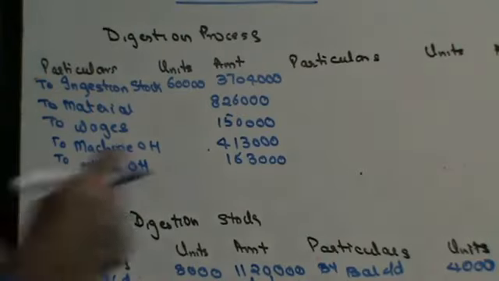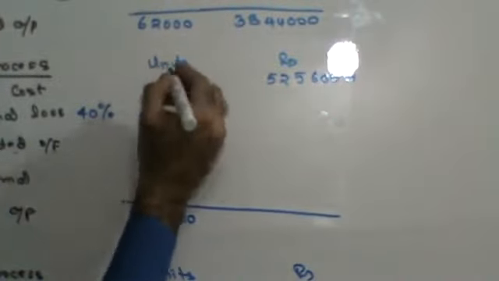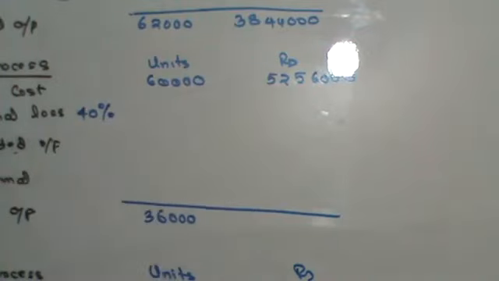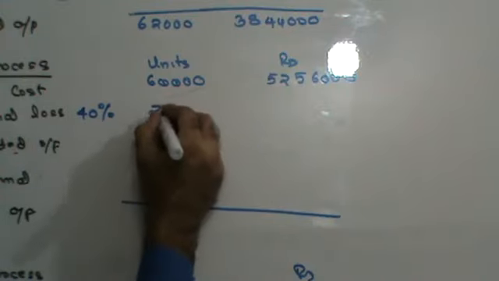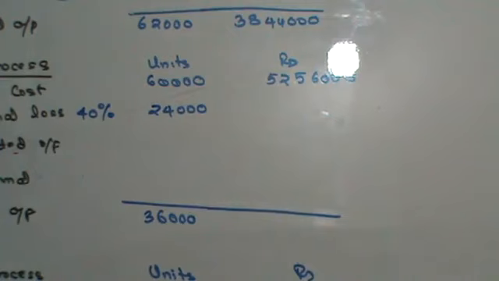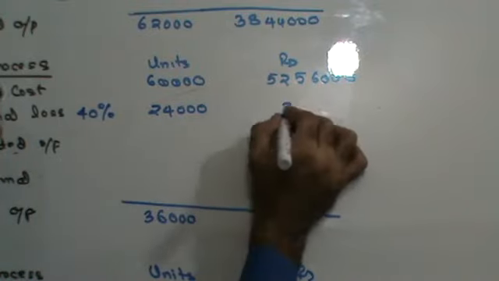I will get this as 52 lakhs 56,000. Units are 60,000. Right? Now, the normal loss is 40%. So you will calculate 40% on 60,000. 40% on 60,000 is 24,000. You have to multiply that by the scrap value. If you see the sum right at the bottom of digestion process, they have given you that scrap value is 15 rupees per kg. So for 24,000 kgs, it will be 15 into 24,000, that is 3,60,000.